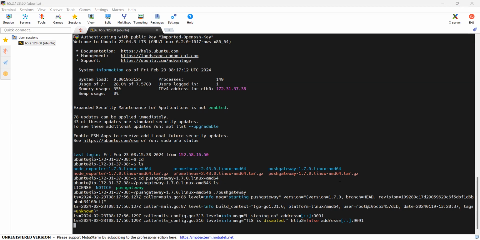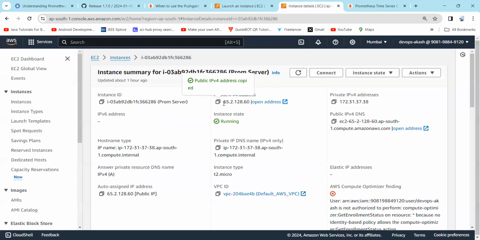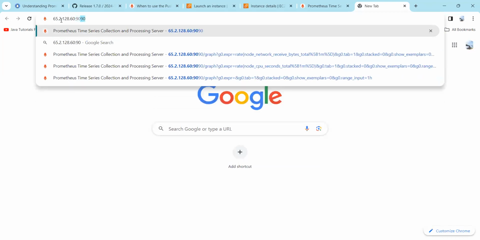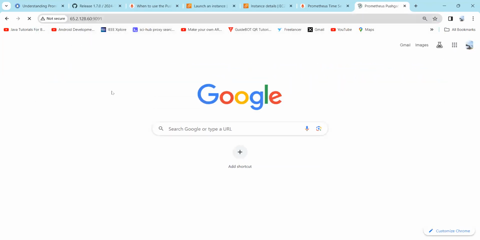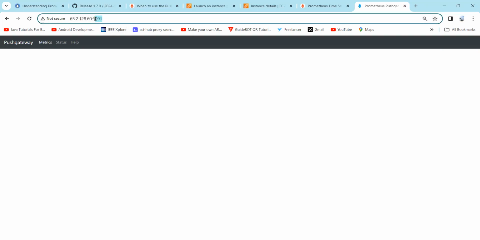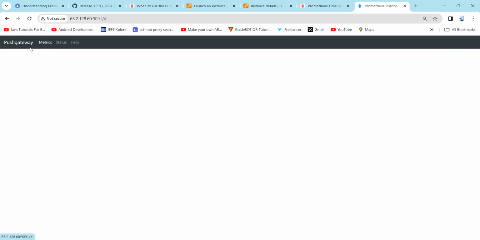So we will access the Prometheus push gateway on the browser. So here copy the instance IP followed by the port number, which is 9091. So you need to enable this port from the security groups, where you need to edit the inbound rules of the instance and enter a custom TCP and enable this port to open the push gateway page. So here you can find the push gateway metrics, status, and help.